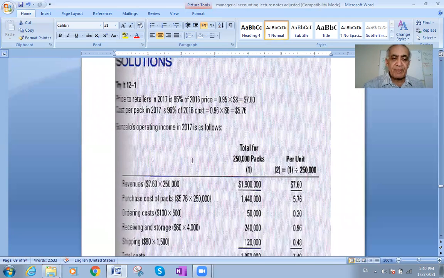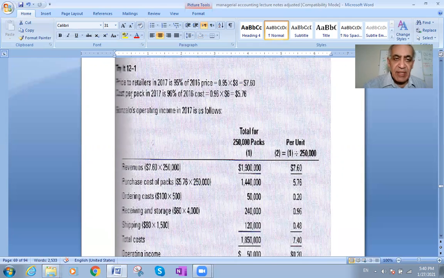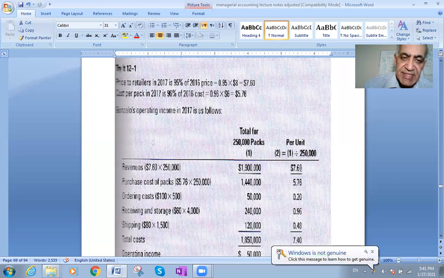Now I will check the revenues. The selling price will be $7.6 in 2017. I am now budgeting for 2017, so I will sell 250,000 units, each at $7.6. This comes to $1,900,000. How about per unit? I divide the sales revenues by the amount expected to be sold, 250,000, and it gives me $7.6. This is the selling price.